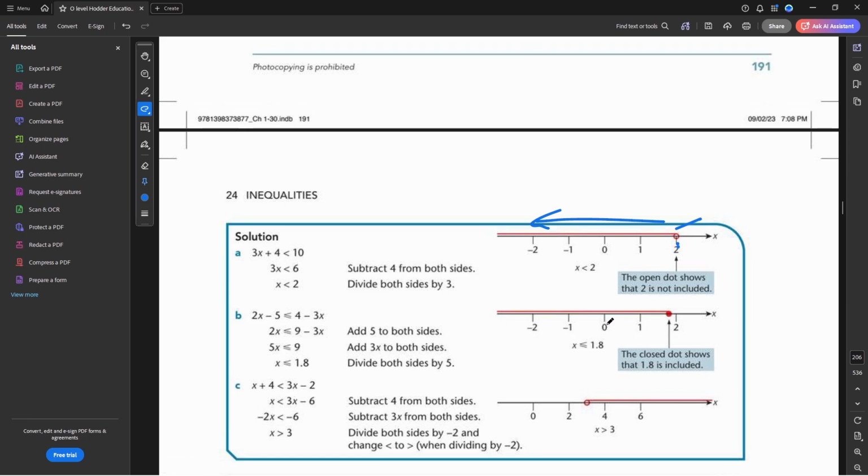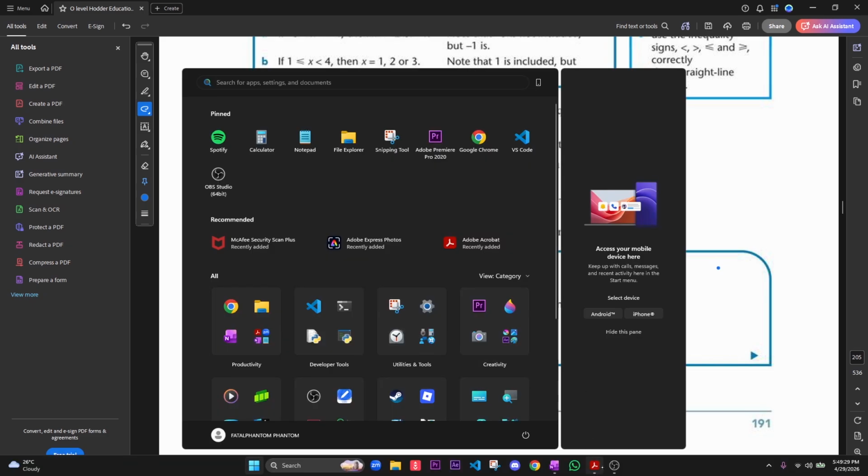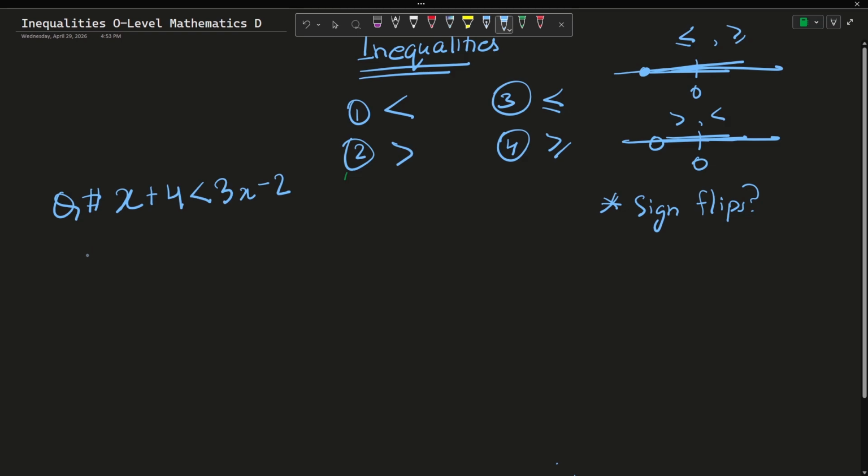Now let us solve for our example number C. It says that x plus 4 is less than 3x minus 2. Okay, so here I got the question and let us try to solve. You guys can also pause the video and try it yourself, and then check it with my solution. So what I can do is subtract 4 from both sides, so it will be x is less than 3x minus 6, and then I can subtract 3x from both sides.